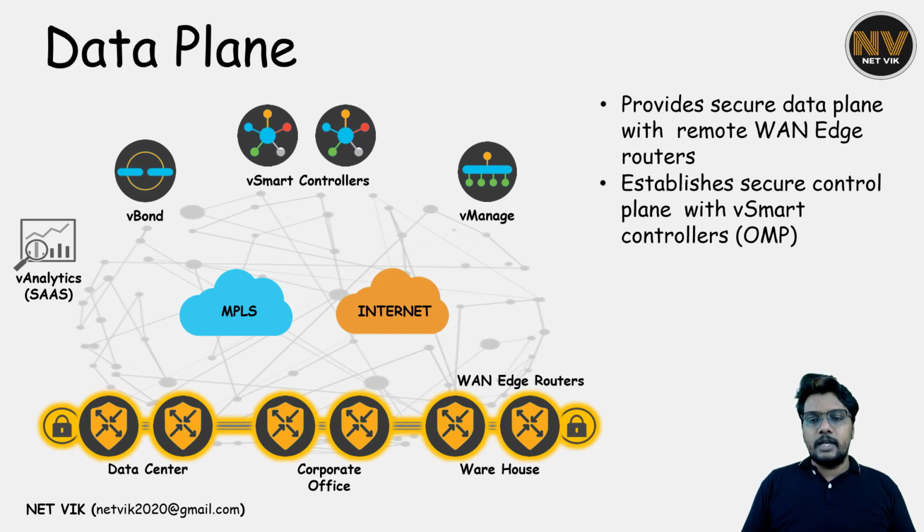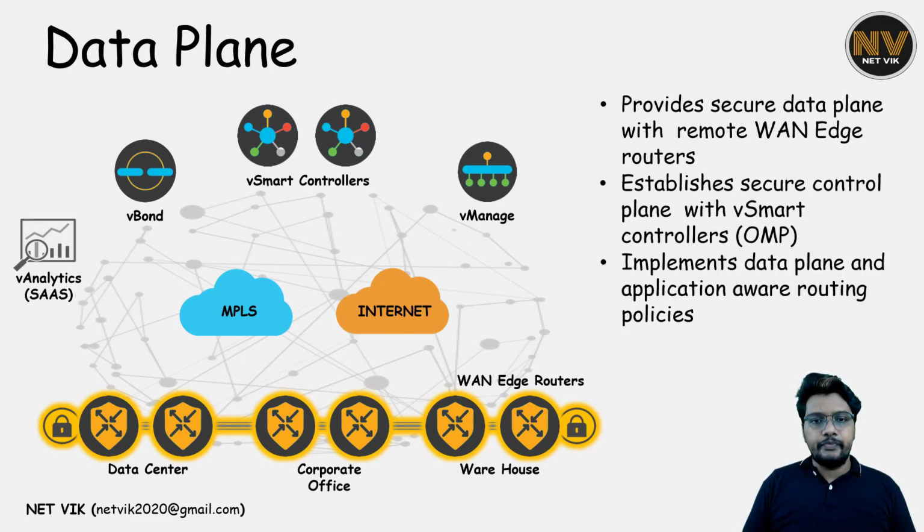Establishes secure control plane with vSmart controllers, OMP. As discussed earlier, there will be a secure control plane connection built from the WAN edge routers to the vSmart. Via this tunnel, the routing updates, policy updates, and IPsec details are shared securely. The protocol which is going to support exchanging all these details between vSmart and vEdge routers is OMP. We'll look at this OMP in a separate video in detail.